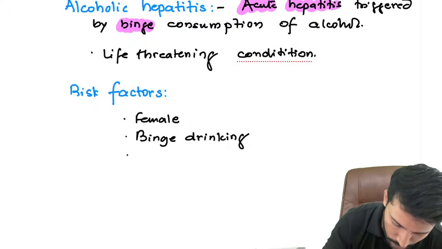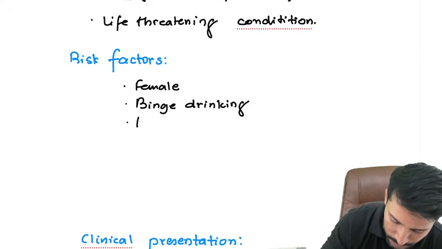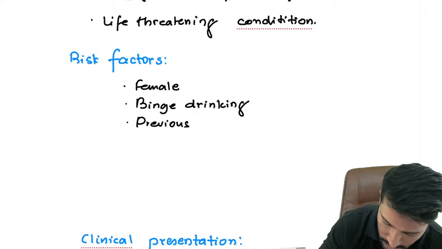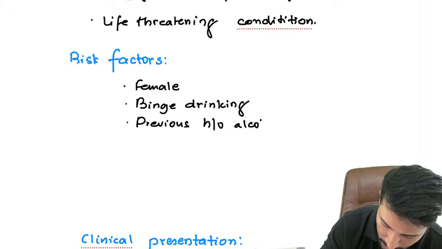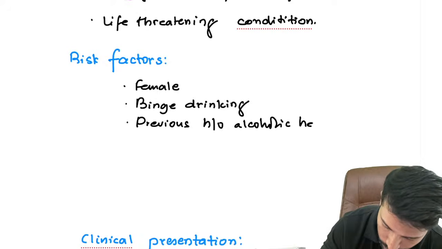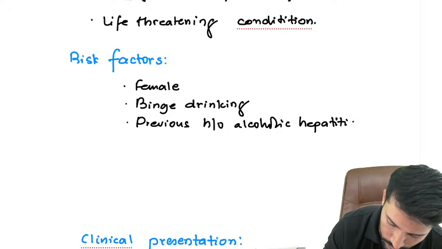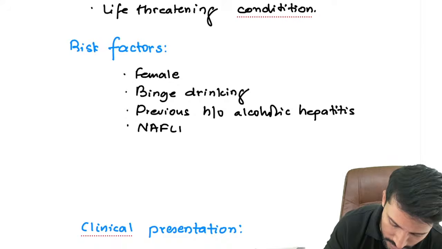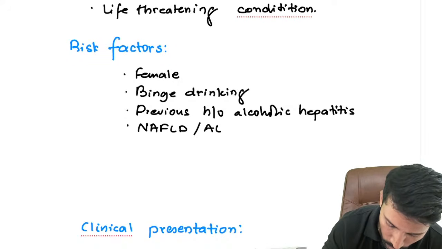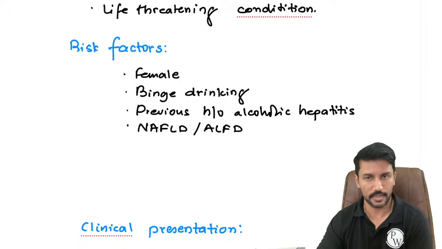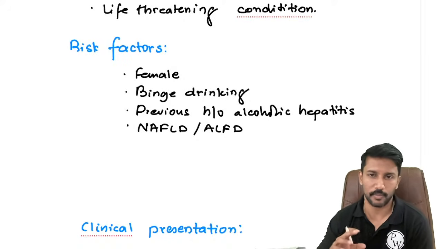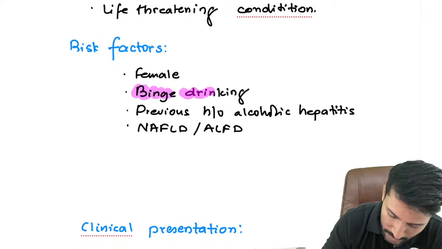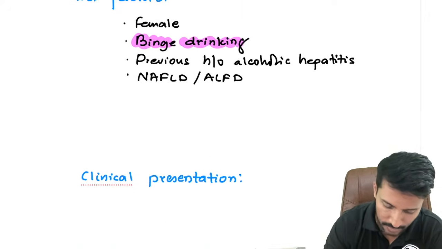Binge drinking. Apart from that, previous history of alcoholic hepatitis. Okay, then presence of non-alcoholic fatty liver disease already or alcoholic fatty liver disease already also increases the risk of someone developing alcoholic hepatitis. What word is the examiner specifically looking for? Again, it is binge drinking.